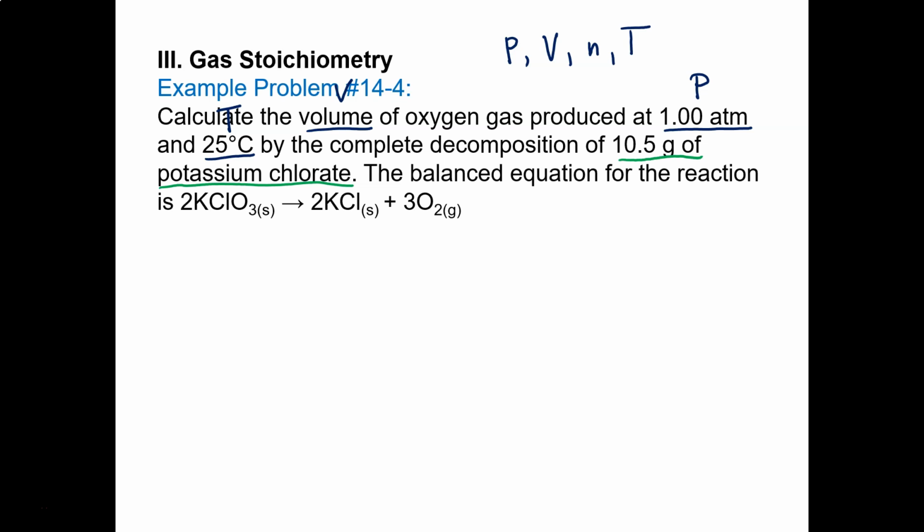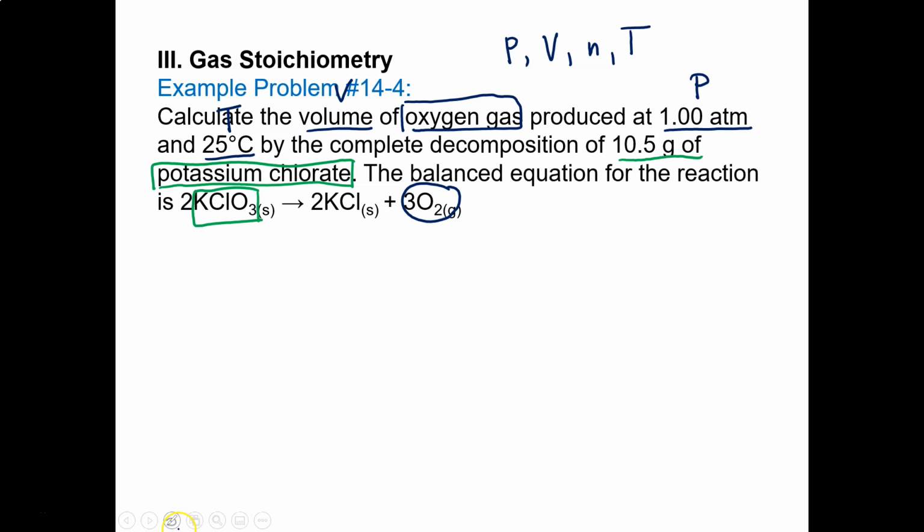So temperature, volume, and pressure, all the variables that are in blue, belong to oxygen gas. But the information of 10.5 gram is the only one that belongs to potassium chlorate, which is not oxygen gas. So here's potassium chlorate, and I have in blue is oxygen gas. All right, now this is how you know you need to do stoichiometry, is that you have some variables belonging to one chemical, and you have some, or in this case it's one variable, that belongs to a different chemical.